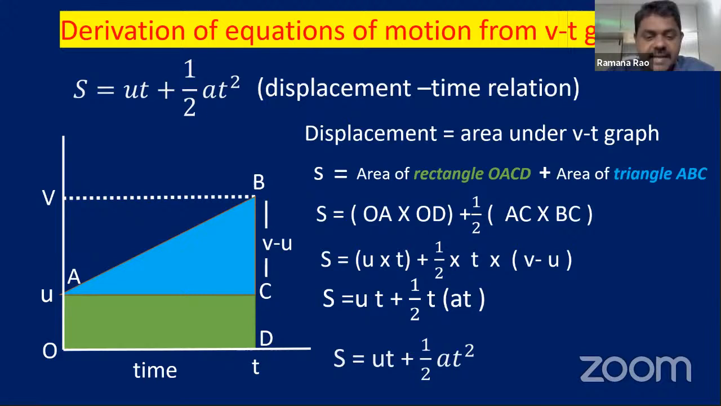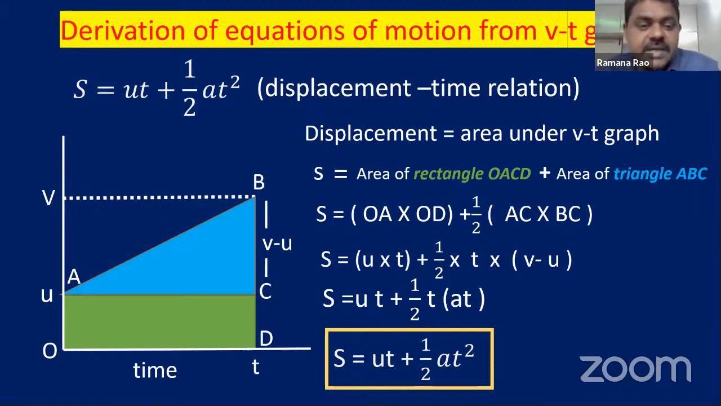So this is how we can derive S is equal to ut plus half at square from the graph. Very important question for the exam: derive S is equal to ut plus half at square from the velocity time graph. You can pause the video and go through the derivation once again while you are revising so that you can understand it better. S is equal to ut plus half at square is the relation between displacement and time.